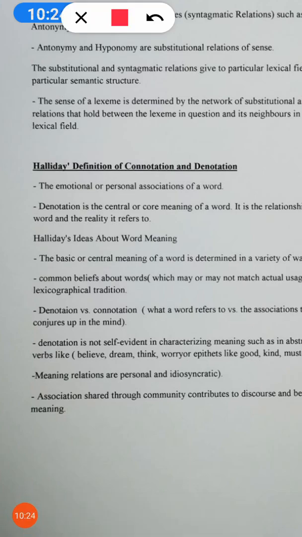While denotation for him, or the reference as it is called by some linguists, is the central or core meaning of a word. So for him it is the denotation, it is the main, central or core meaning of a word. It is a relationship between the word and the reality it refers to.